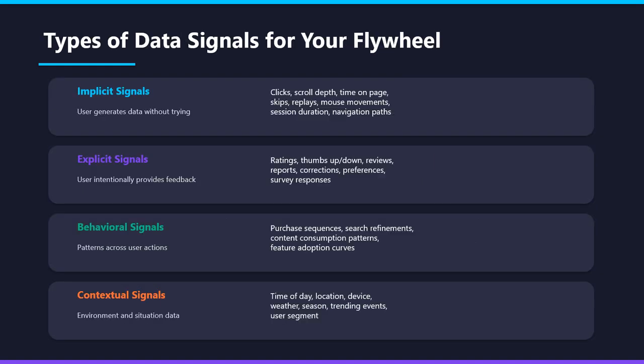Now, what signals can you use to power your flywheel? There are four types. Implicit signals: clicks, scrolls, time spent. These are like gold because users generate them without trying. Explicit signals like ratings, thumbs up, corrections. These are higher quality but lower volume. Behavioral signals, patterns across actions like purchase sequences. And contextual signals like time, location, device. So use all four if you can.